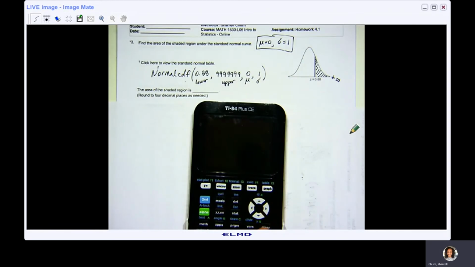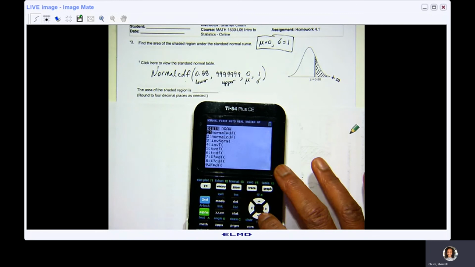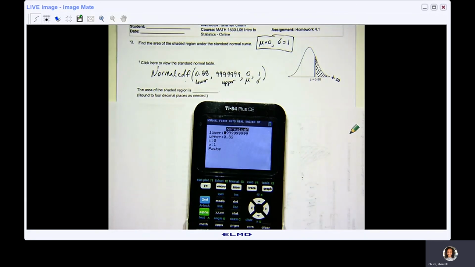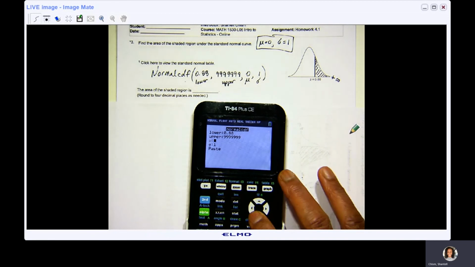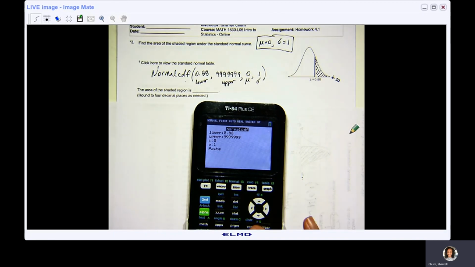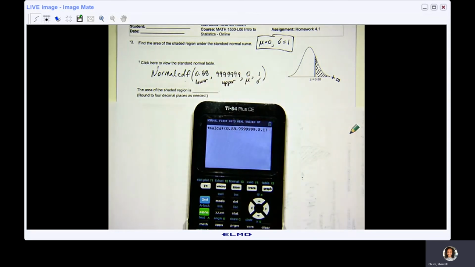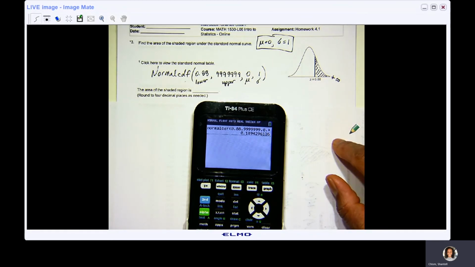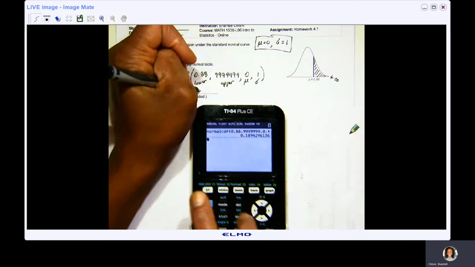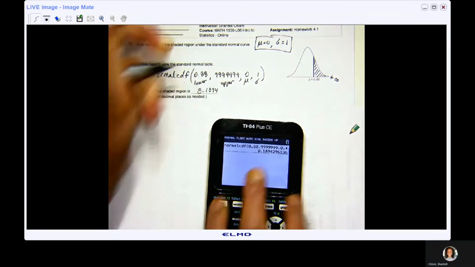And again, I'm going to use normal CDF, second VARS, normal CDF number 2. I've got 0.88 for my lower, 99999 for my upper, 0 and 1 for my mean and deviation. And then I hit paste. And it puts it on my home screen in the order in which you see it here written on paper. And I press enter. So the area of this shaded region is 0.1894.